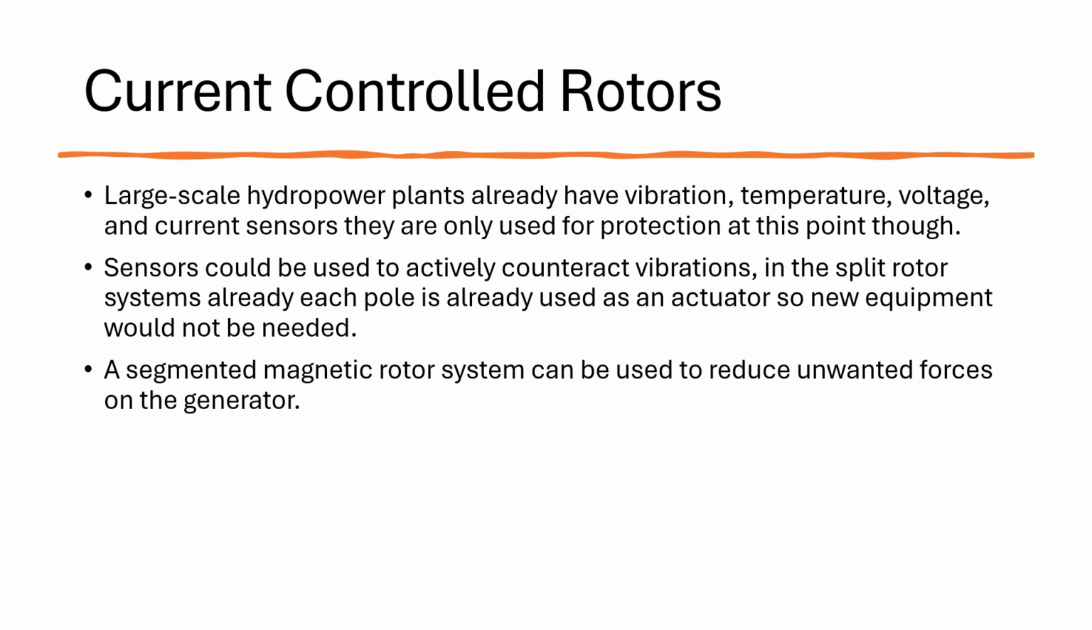So there's already split rotor systems where each pole is used as an actuator. So you could use the sensors to control those actuators, and it would allow you to stop the vibration instead of just using it as protection. So that's with these current controlled rotors, that again just goes back to trying to reduce wear, right? So reduce unwanted forces on the generator, which is reducing wear.